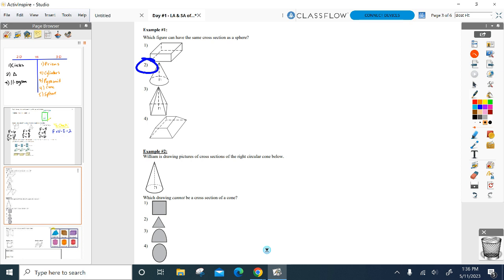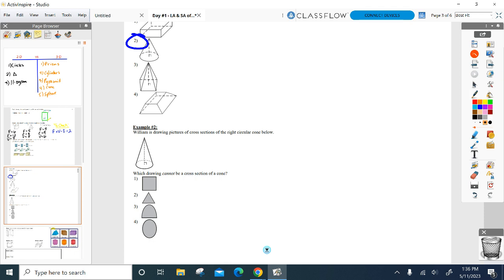All right, speaking of a cone, let's up the difficulty level now. Which one of these 4 would I never get as a cross section of a cone? All right, gotta think about a cone where I cut it this way. Which one would I never get? Well, we already said we're going to get a circle, right? So we can eliminate 4 from our discussion. All right, which one am I never going to get?